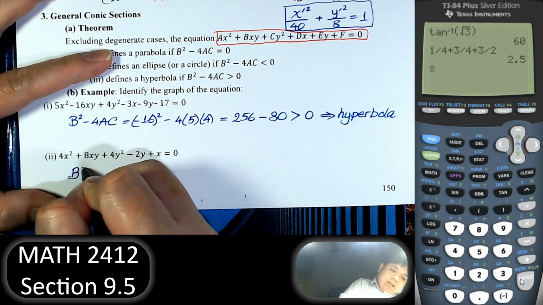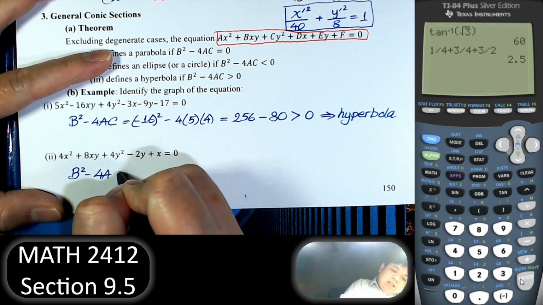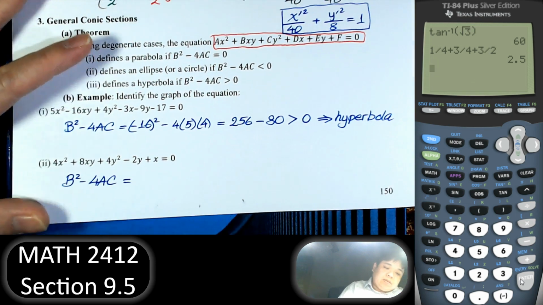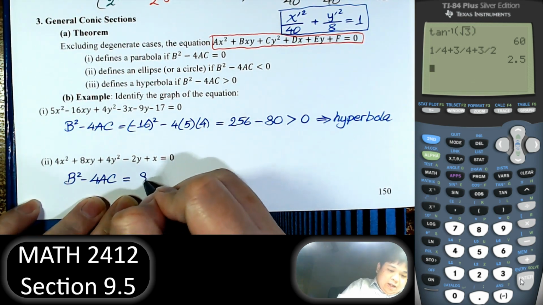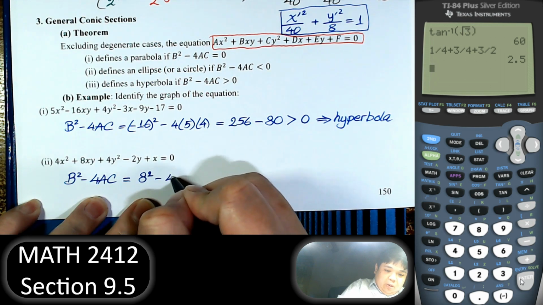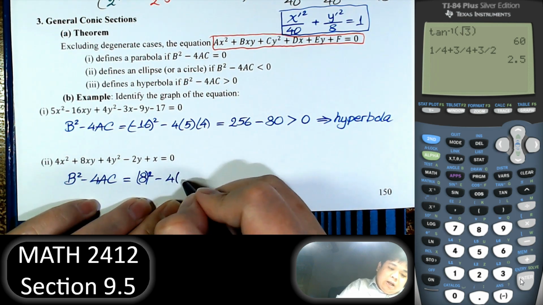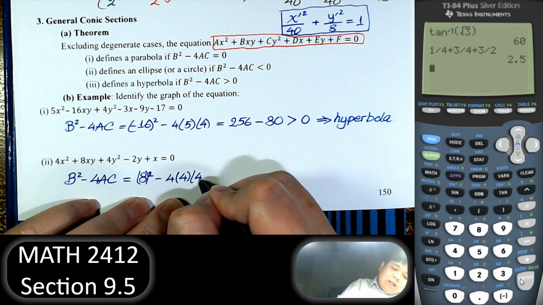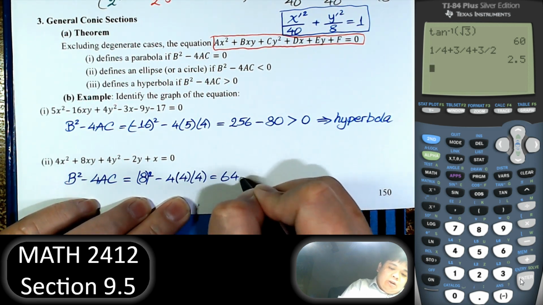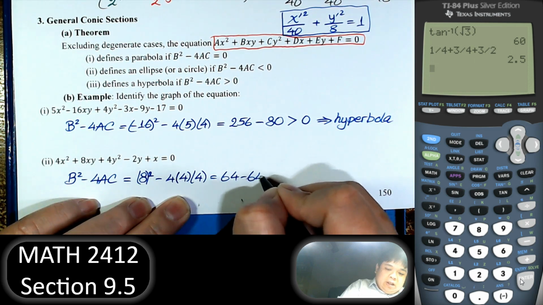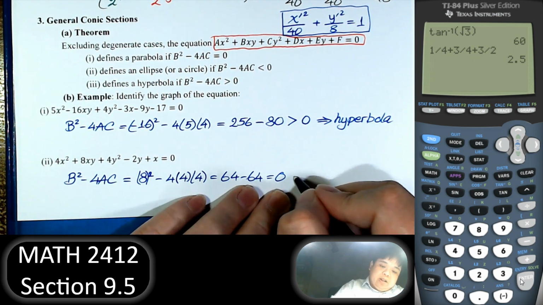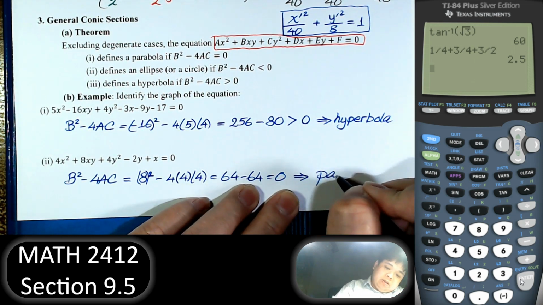b squared minus 4ac, b squared minus 4ac, 8 squared 64 minus 64 is equal to 0. If it is equal to 0, it is a parabola.